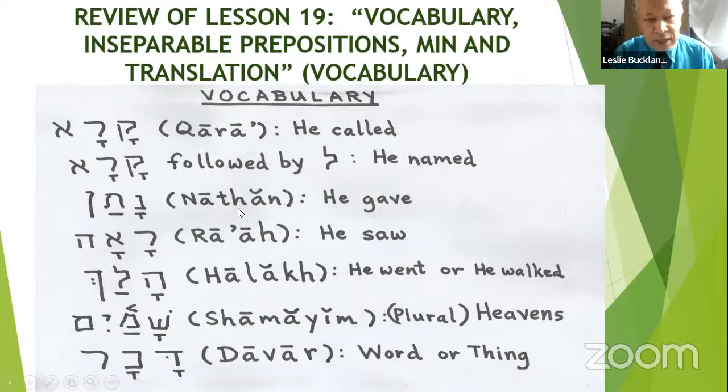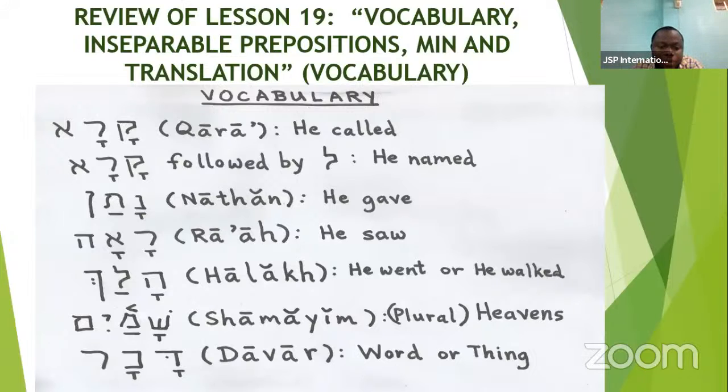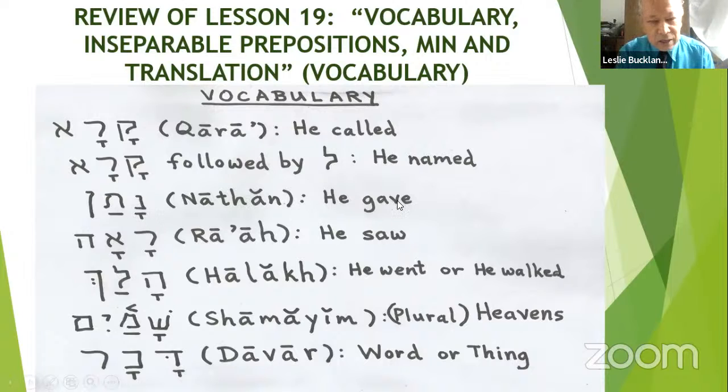So what we all need to do, because I'm not sure if all of you are familiar with the vocabulary, is remember that you're going to be using this vocabulary again and again, even though we'll be moving on to new lessons. Don't forget what you have learned in previous lessons. You will still be in need of using them. So you need to try to remember these words. Nathan means he gave. Ra'ah means he saw. Halak means he went or he walked.